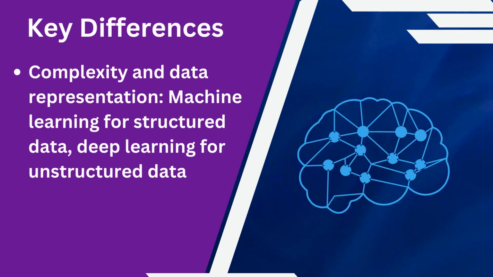Machine learning algorithms work well with structured data and are suited for tasks like classification and regression. Deep learning, on the other hand, excels in unstructured data domains such as images, audio, and text, leveraging complex architectures to extract features.